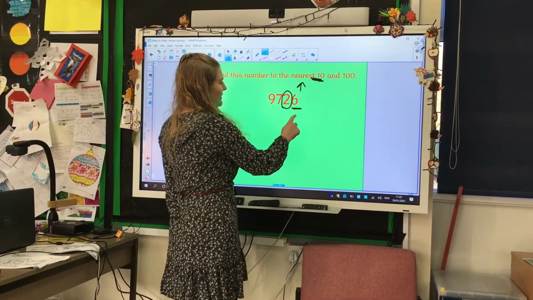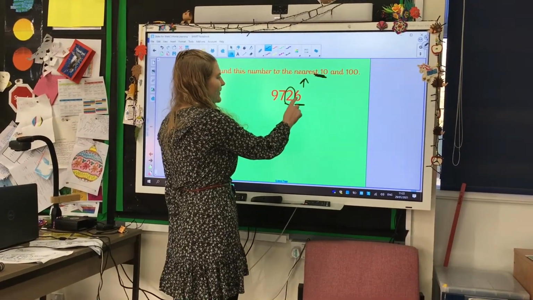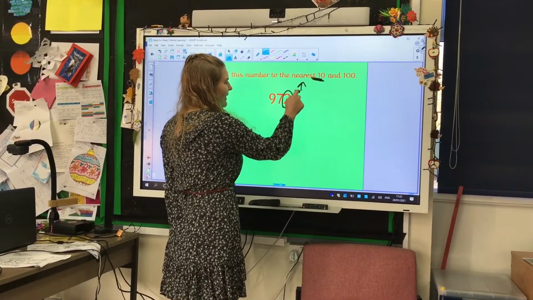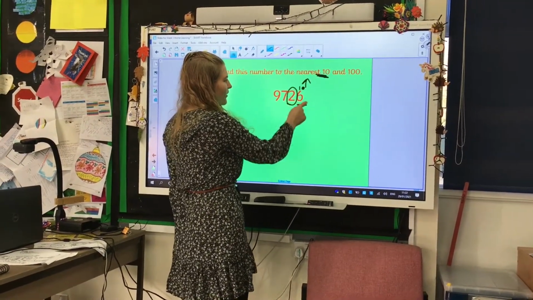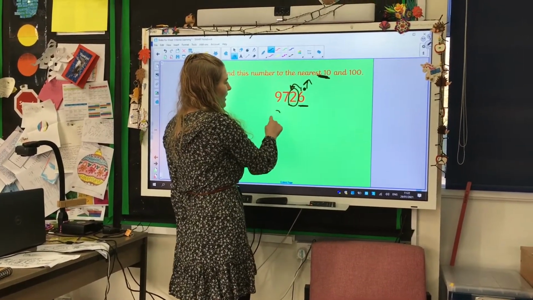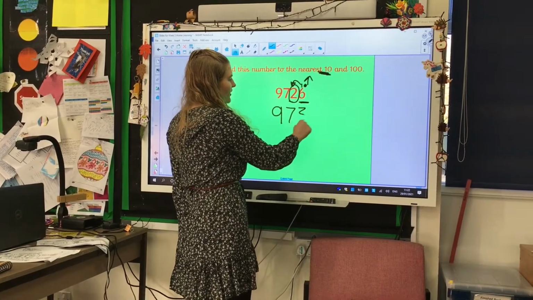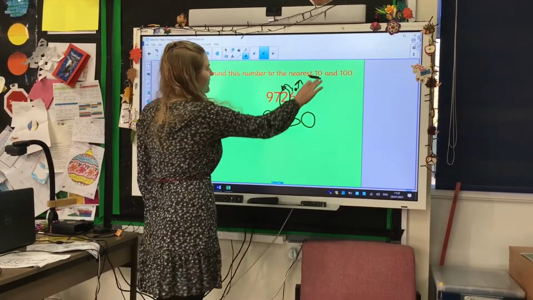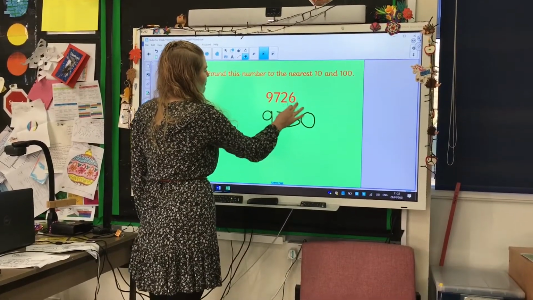So that means this 6 is going to basically become a 10, but we cannot fit 10 in that place value column. So this 1 gets added to this column, so it becomes 9,730. Nice and simple. Okay, hopefully this is all coming flooding back, children.